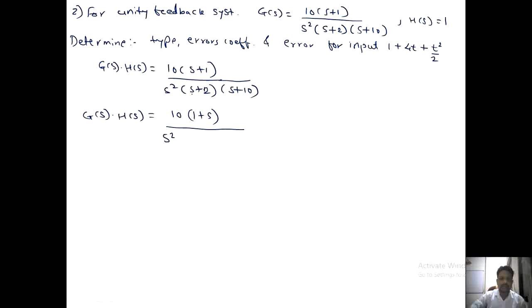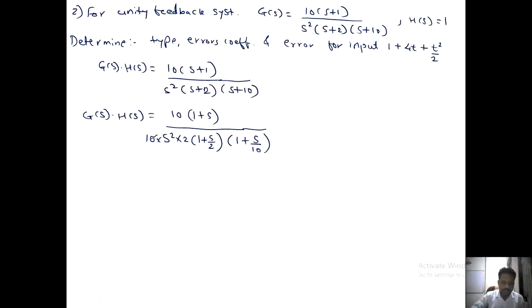Then see the next bracket, s plus 2. We can take out 2 as common. What is remaining in the bracket? In place of 2 there is a 1, because 2 is taken as common, and s by 2. So 1 plus s by 2, and we'll take 10 as common in the last bracket, and what will remain in the bracket is 1 plus s by 10. So now it is converted into the standard form of 1 plus s. Numerator 1 plus s, denominator 1 plus s by 2, 1 plus s by 10.